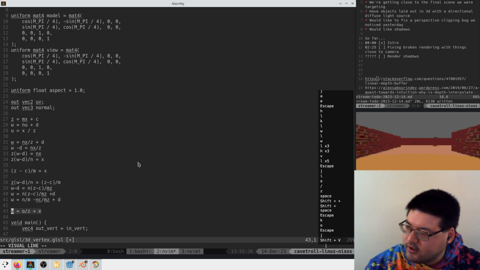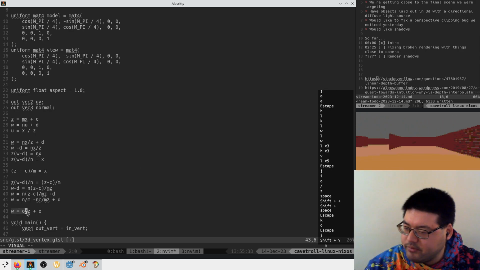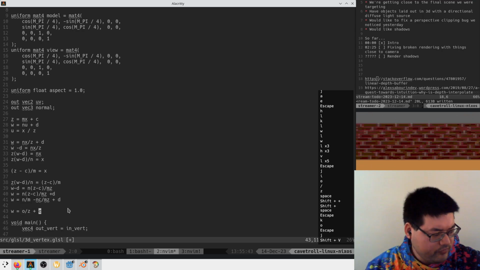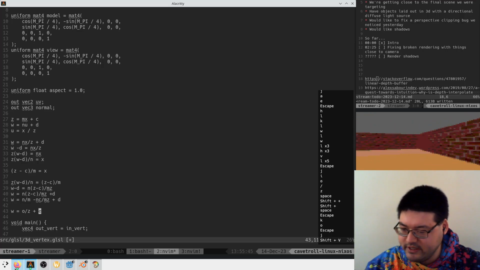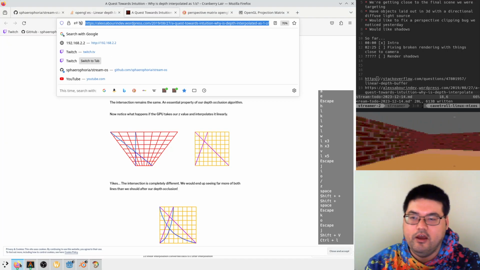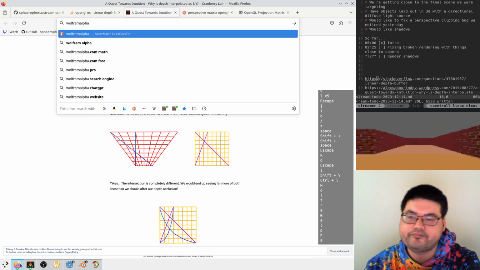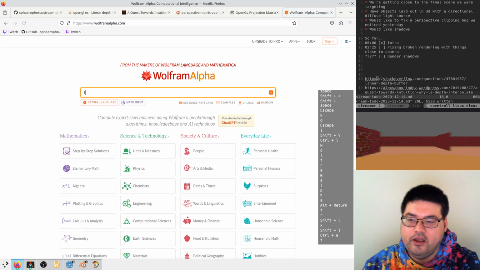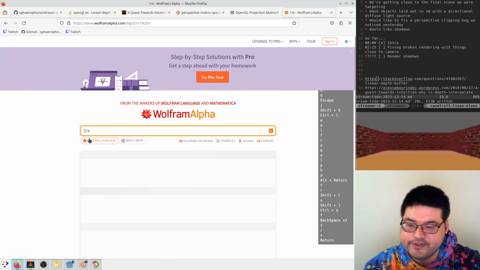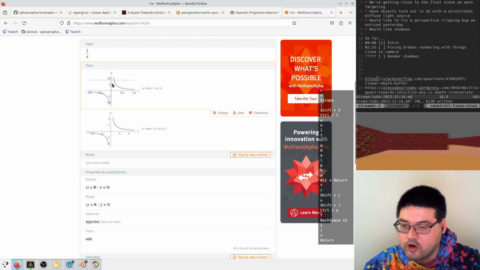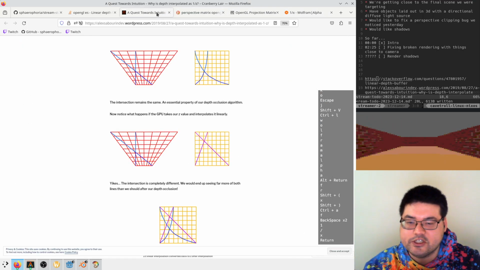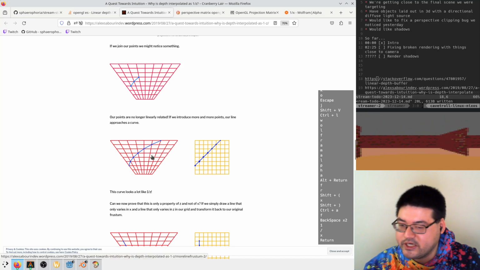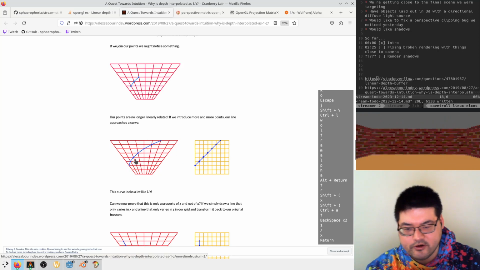What's interesting here is that our w term is related to 1 over z in some way instead of z. If we look up the formula on Wolfram Alpha, we can say f of x is 1 over x, and that should just draw it for us. We get this curved line that looks suspiciously like the curved line we were seeing in this projection from one coordinate space to the other.